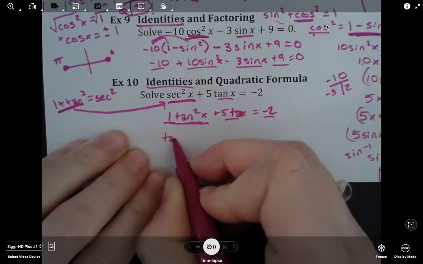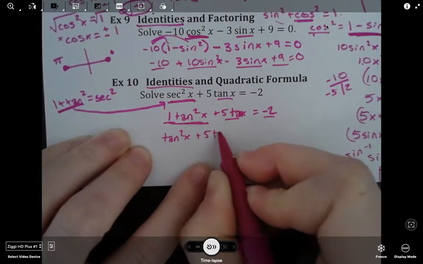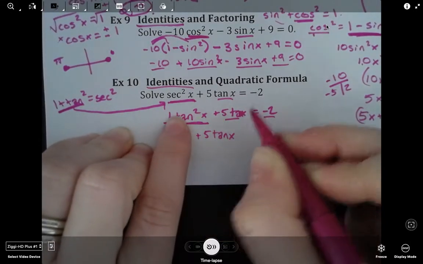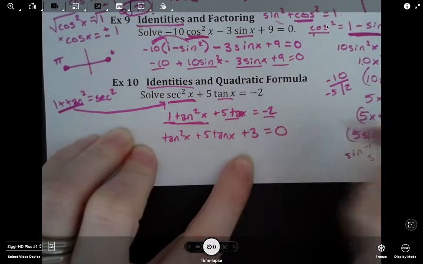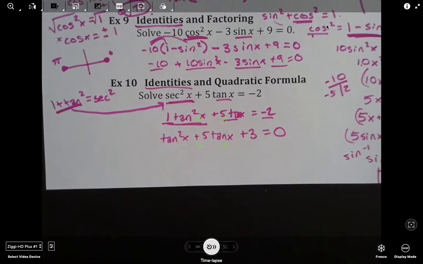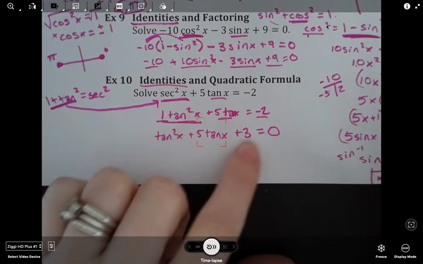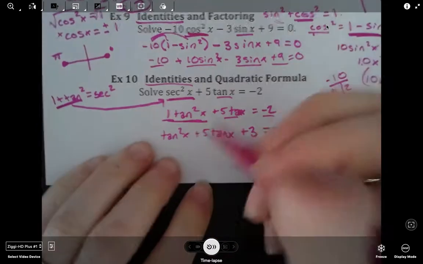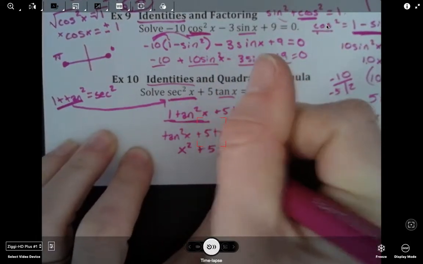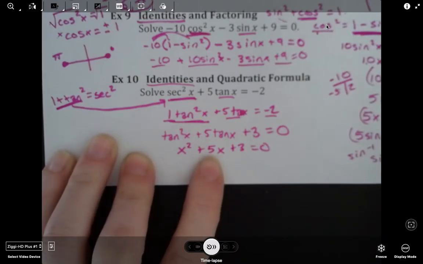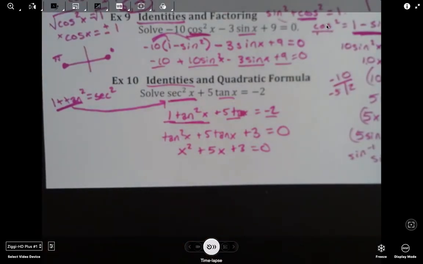So I've got tangent squared x plus 5 tangent x. If I add the 2 over to this side and I have that 1, it will become plus 3 equals 0. Now I have a trinomial and I want to say, what can you multiply to get 3, but when you add them give you 5? This is kind of like saying x squared plus 5x plus 3 equals 0. And there is nothing that you can multiply to get 3, but when you add them give you 5. So we're at a loss. Like, what do we do now?